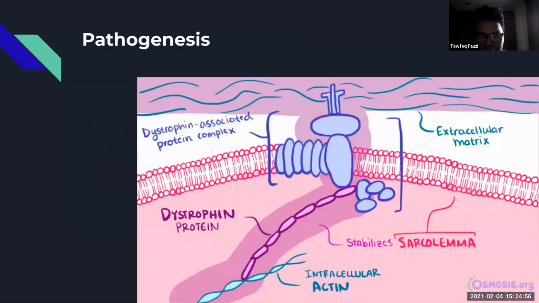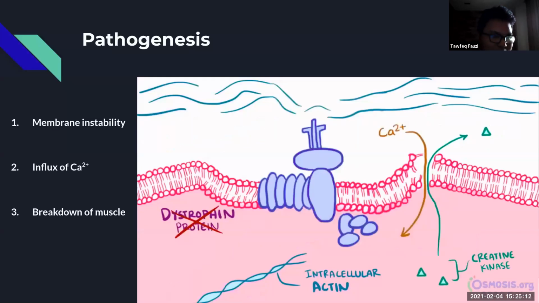This is a picture of a normal muscle cell. In the muscle, you have this dystrophin protein, which functions to stabilize the plasma membrane of the muscle. So when you don't have dystrophin, such as in Duchenne, the membrane becomes unstable, and whenever the muscle contracts, the membrane can break. When the membrane breaks, you'll have an influx of calcium ions, and this calcium will ultimately lead to breakdown of muscle by binding to proteases inside the muscle cell.